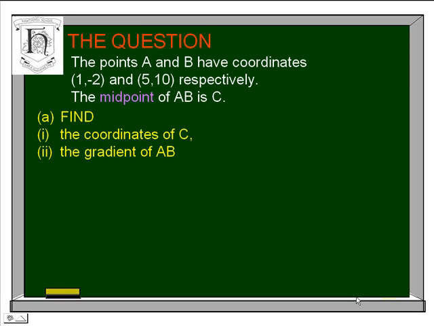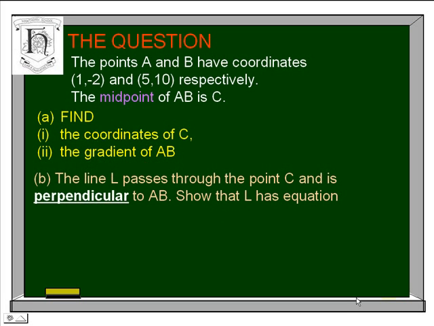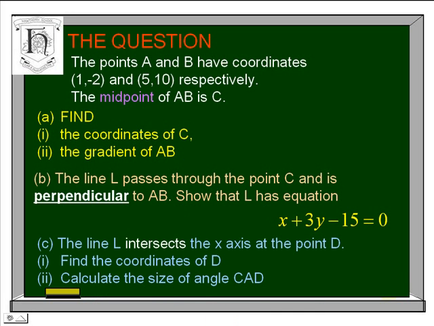Remember, that's the midpoint. We're also asked to find the gradient of the line AB. Next, we're told that a line L passes through the point C and is perpendicular to the line AB. We're asked to show that the line L has the equation given. And lastly, we're told the line L intersects the x-axis at a point called D. We're asked to find the coordinates of D and then to calculate the size of the angle CAD. The whole question was worth 12 marks.